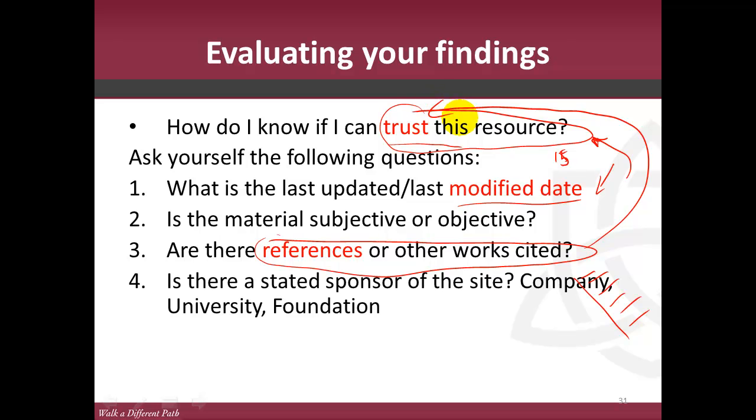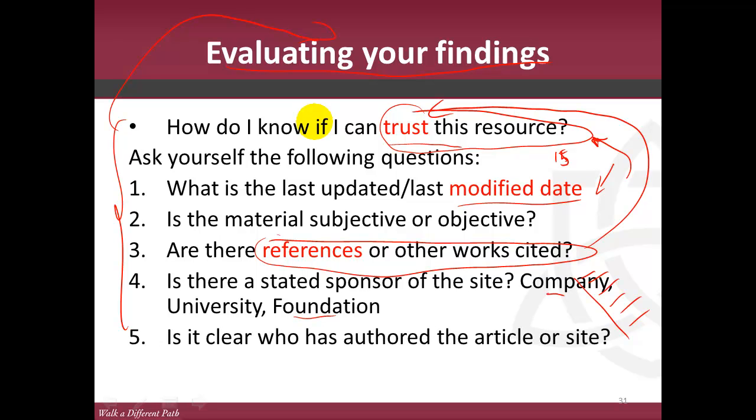Then, is there a stated sponsor for the site? For example, if it's published by a university or a foundation or a major company or research company, then you trust that report. So again, all of these are to help us determine whether these findings are valuable for our research. And then finally, is it clear who authored that article and what site it was published?